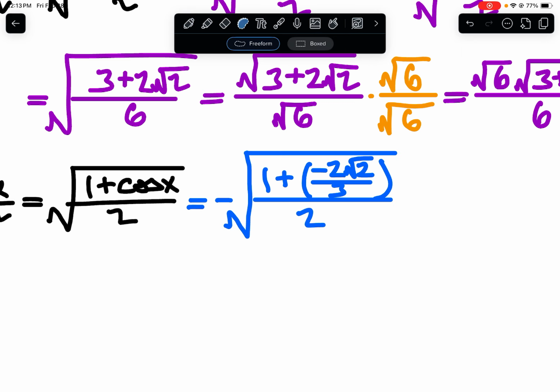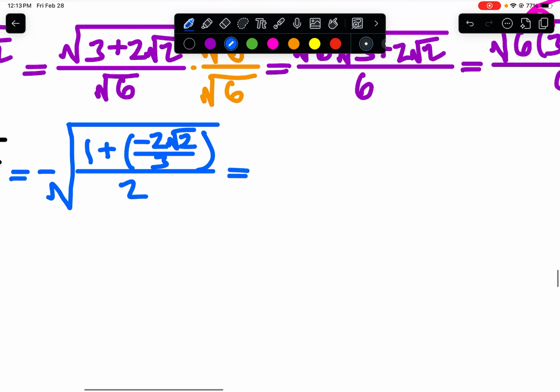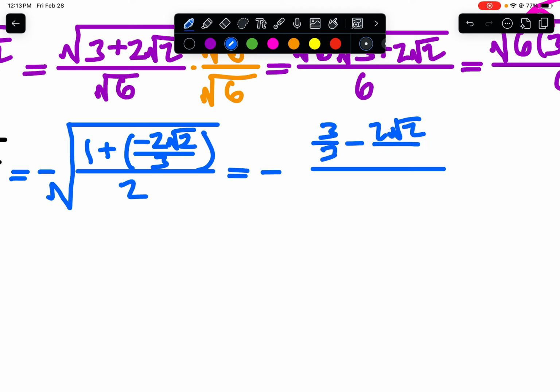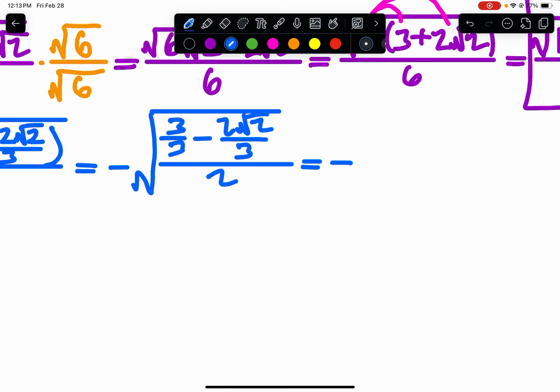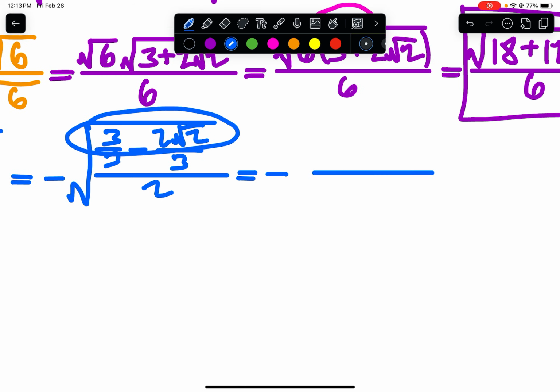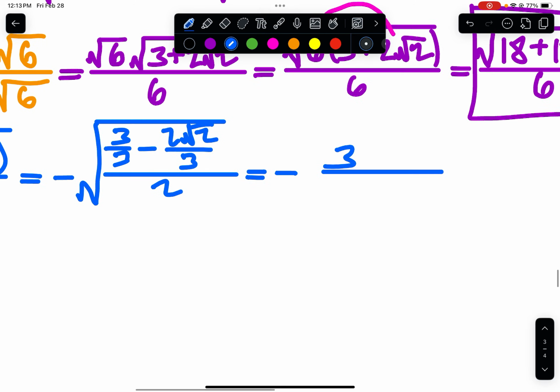This looks fun. So this is going to be a negative. And I'm going to go ahead and rewrite it at the common denominator. So 3 over 3 minus 2 root 2 over 3. And then that's going to be over 2. And then with the negative. So I'm going to go ahead and consolidate the numerator. And then I'm going to go ahead and move the 3 to the bottom. So this is going to be 3 minus 2 root 2 over 6.